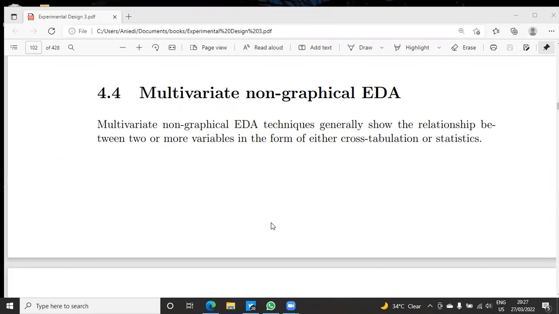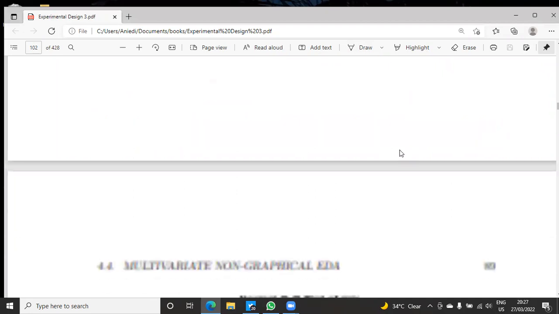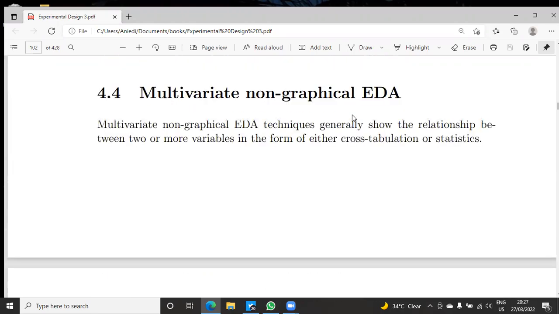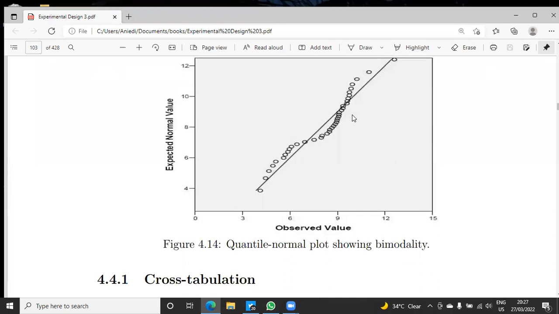This evening, we are going to try to explain multivariate non-graphical exploratory data analysis under experimental design, such that whenever we see data analysis, we should be able to understand what the person is trying to do, and be able to interpret the data or the results of the experiment.